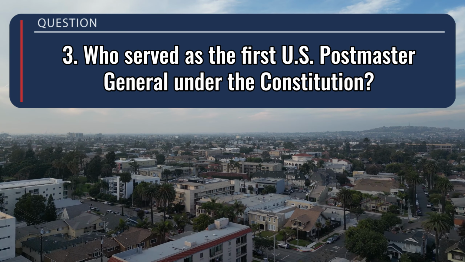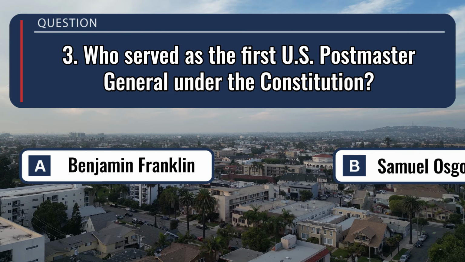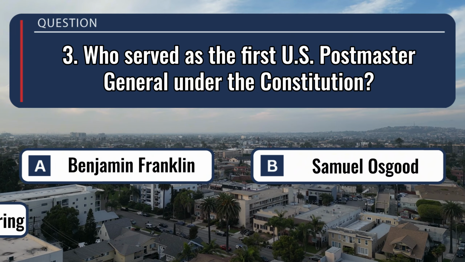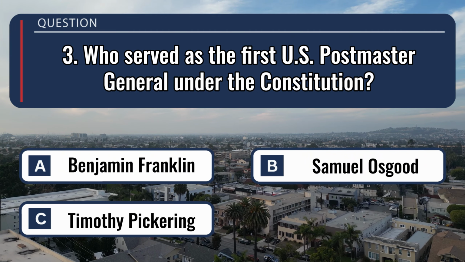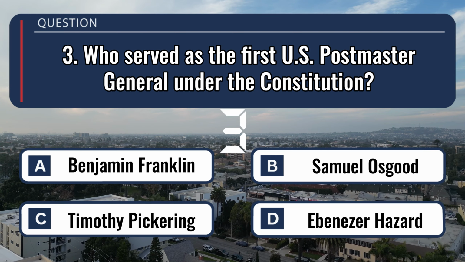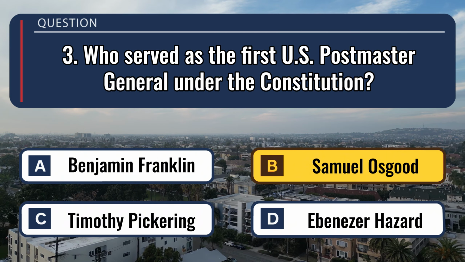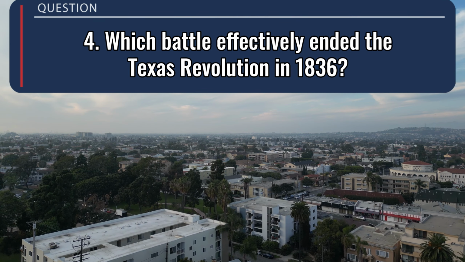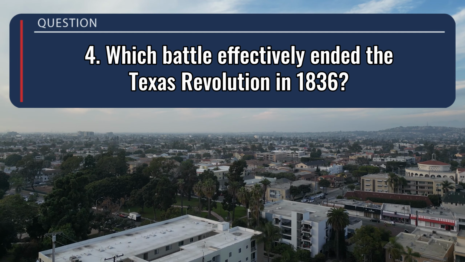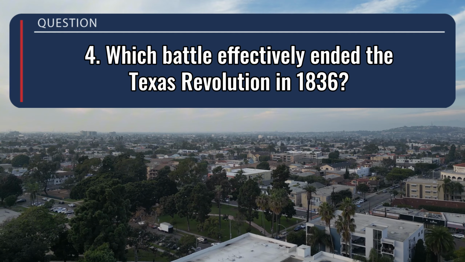Question 3. Who served as the first U.S. Postmaster General under the Constitution? A. Benjamin Franklin. B. Samuel Osgood. C. Timothy Pickering. D. Ebenezer Hazard. The correct answer is B. Samuel Osgood.